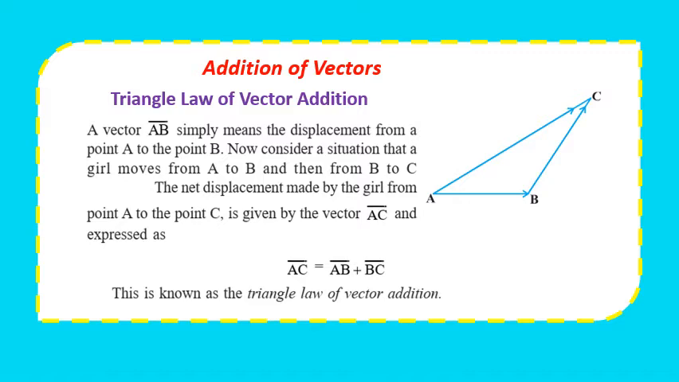Now the condition for the addition of two vectors is that the initial point of one vector should be the terminal point of the other vector. As in the figure, the point B is the terminal point of vector AB, and the same point B is the initial point for vector BC. So if this condition is satisfied, only then we can apply the triangle law of vector addition. Okay, so pause and note down this point.